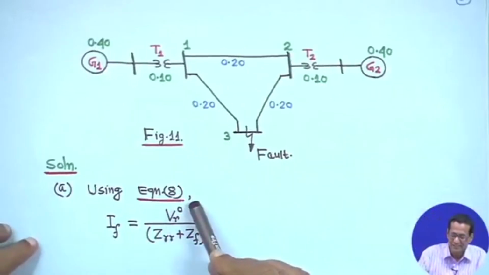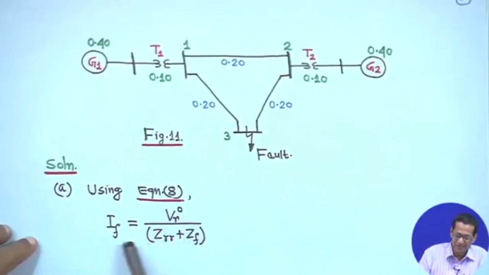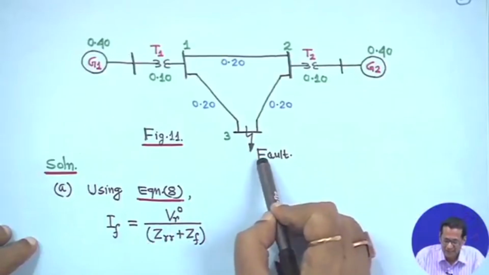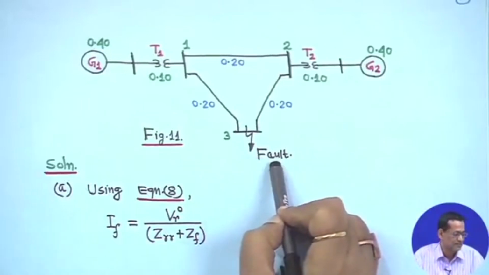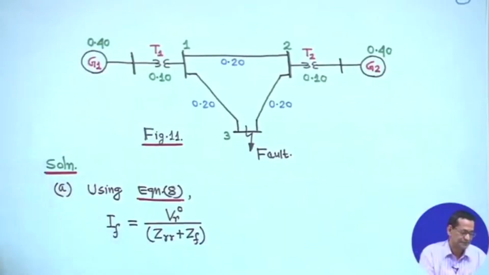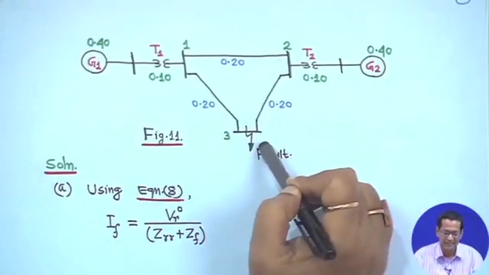So, using equation 8, you can write IF is equal to VR0 upon ZRR plus ZF. The fault has occurred at bus 3, then R is equal to 3, that is the faulted bus. So, in this case this is 1 2 3, right.